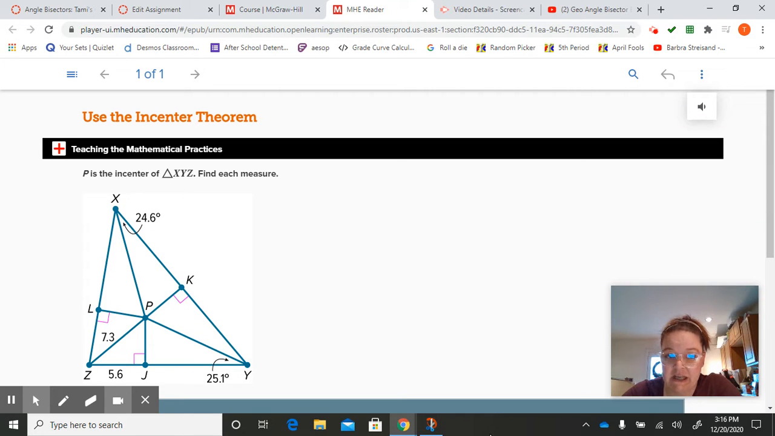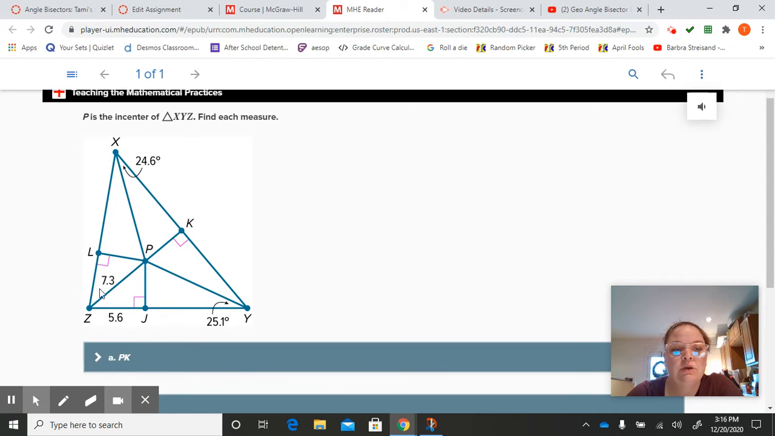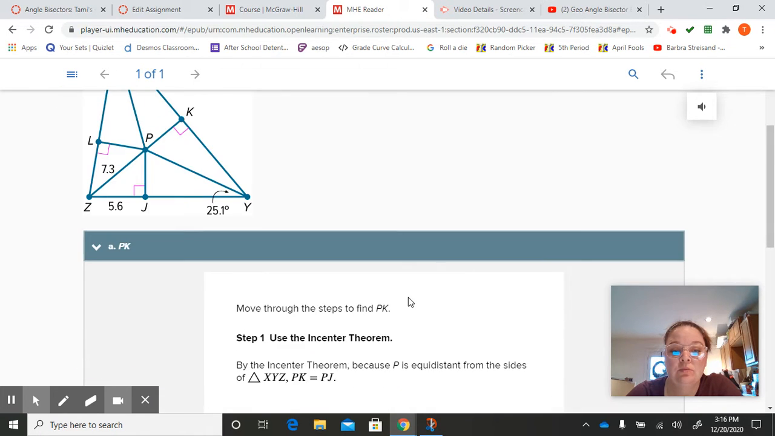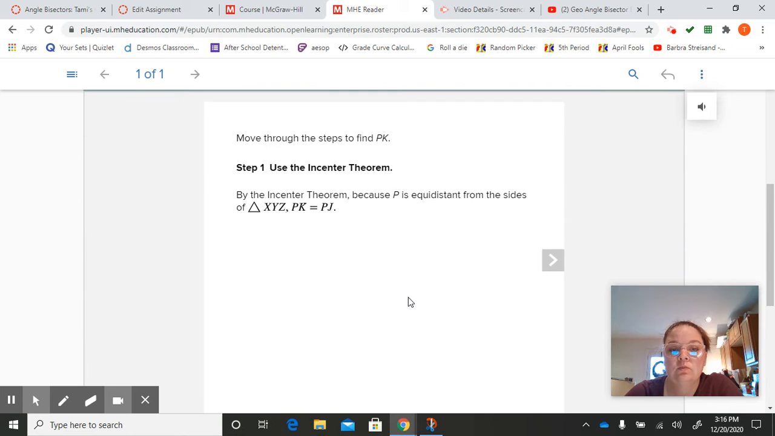P is the incenter of triangle XYZ. Find each measure. So here we have our diagram, and we want to find the length from P to K. We're going to use the incenter theorem.